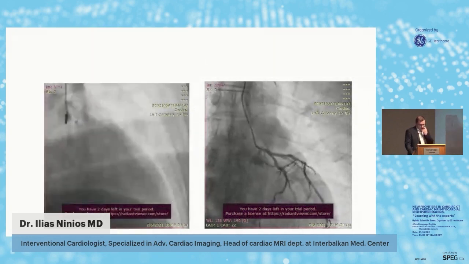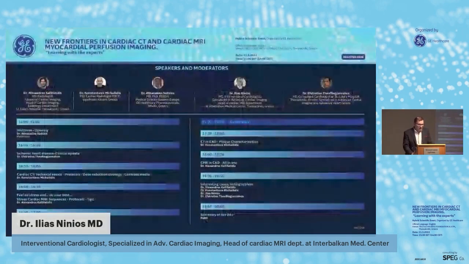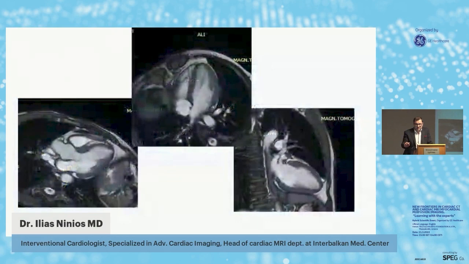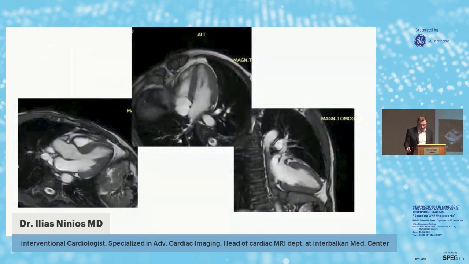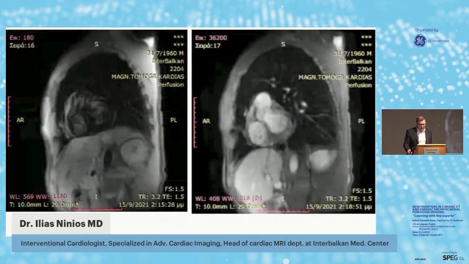And the question, Melina, is now, what should we do? Should we perform a bypass surgery because he has a 3-vessel disease? Should we treat conservatively? Okay, thank you. And we see the CMR first with a good ejection fraction and the stress MRI.